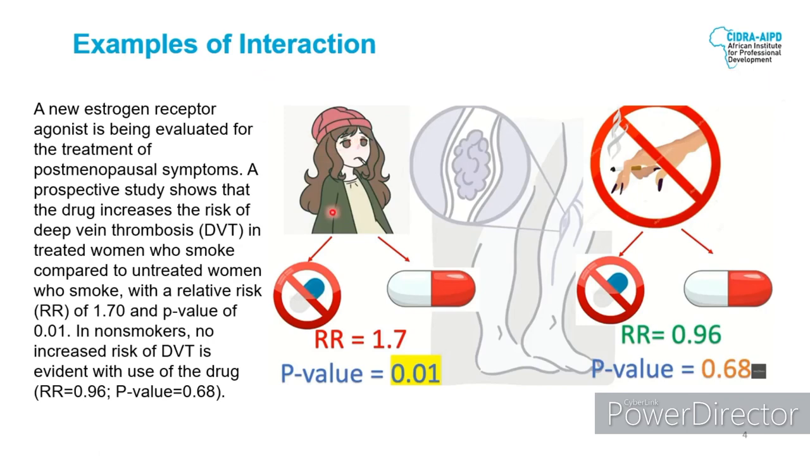So here we can see that among smokers, females not taking the pill and taking the pill differ in DVT. Relative risk is 1.7, p-value 0.01, which is less than 0.05. Hence, it is very significant. Whereas when the person is not smoking, it doesn't matter whether they are taking the pill or not, because the p-value is 0.68, which is not significant at all.